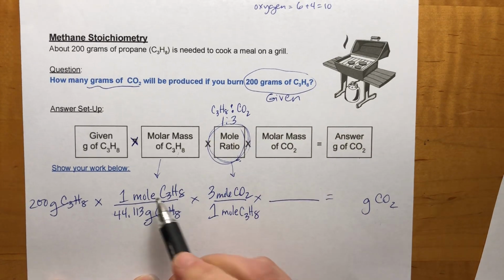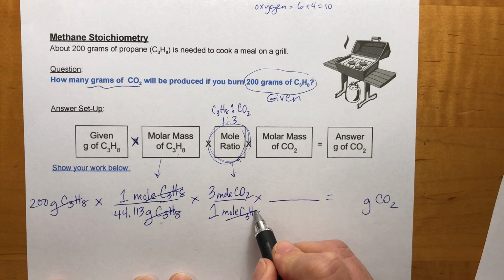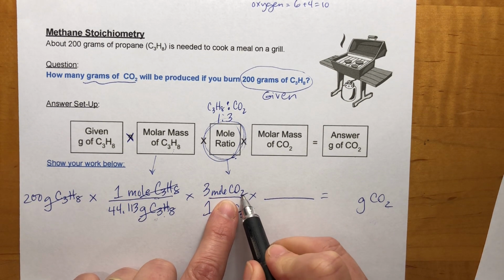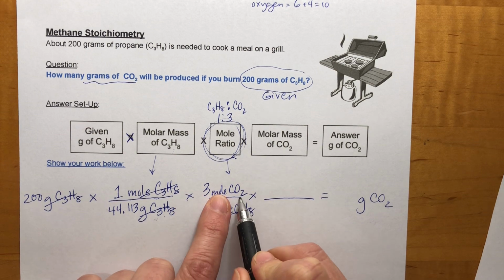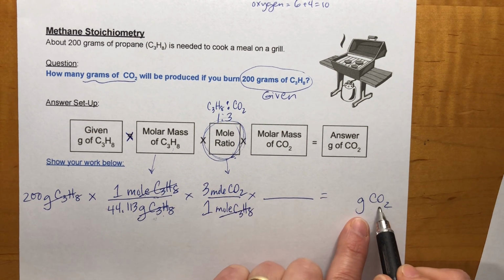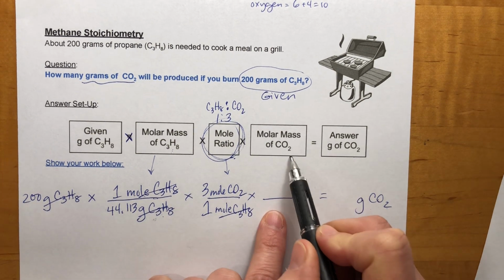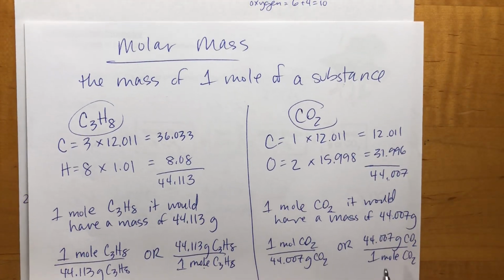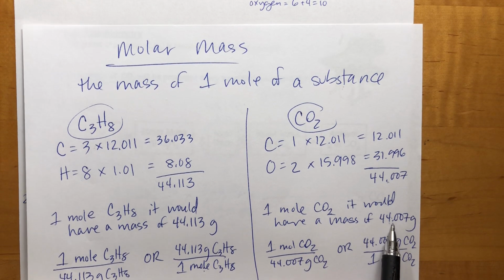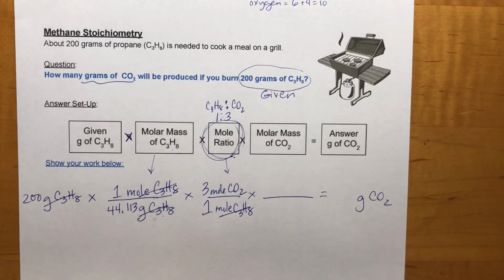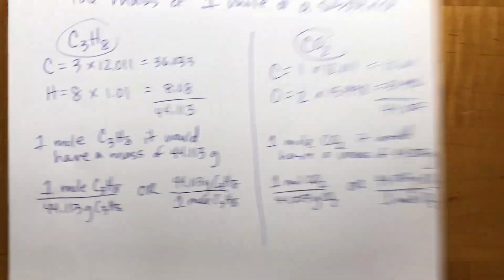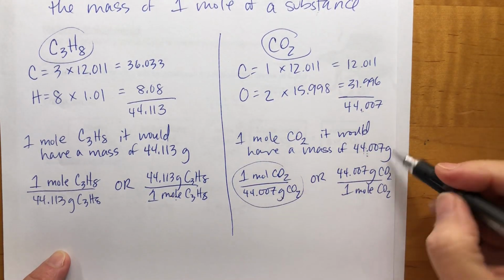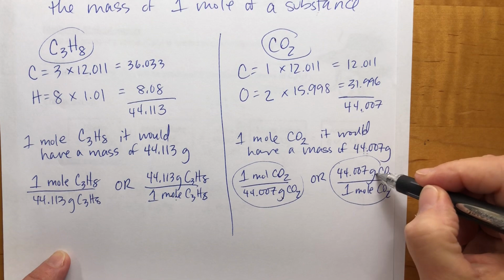And look what just happened. We cancel out moles of propane, and if we were to do the math, our answer would be in moles of carbon dioxide. We don't want to do the math yet because we don't want moles of carbon dioxide. We want grams of carbon dioxide. So we need the molar mass of carbon dioxide now. So that's our other one we did. A mole of carbon dioxide weighs 44.007 grams. So which one of these conversion factors am I going to use? This one with grams on bottom or this one with grams on top?